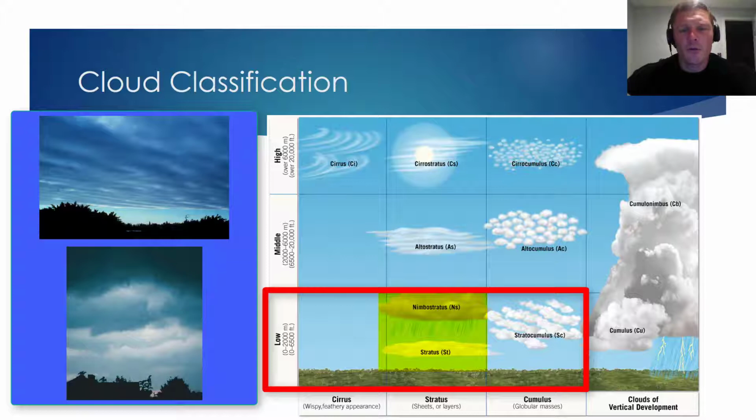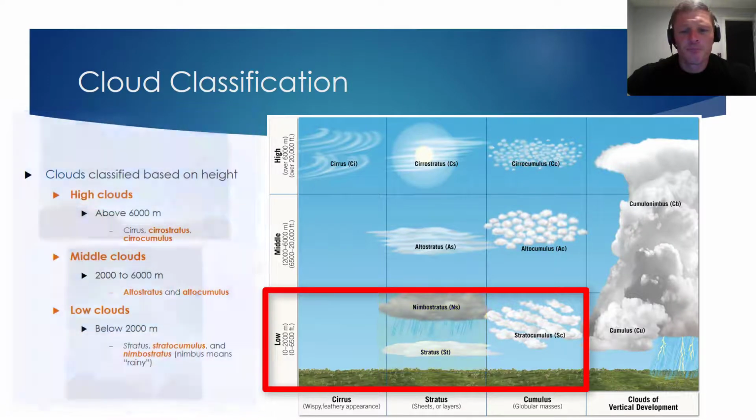It's important to note that the rainfall associated with nimbostratus clouds is not typically going to be of an intense variety. Nimbostratus clouds will usually produce light to moderate rainfall, and they are not associated with thunderstorms, hail, or tornadoes.